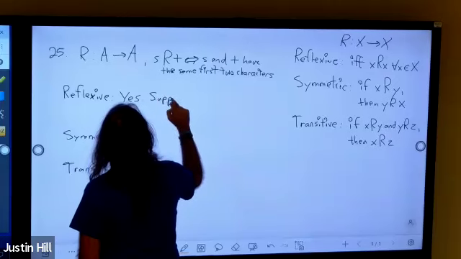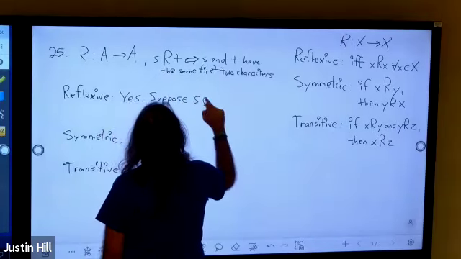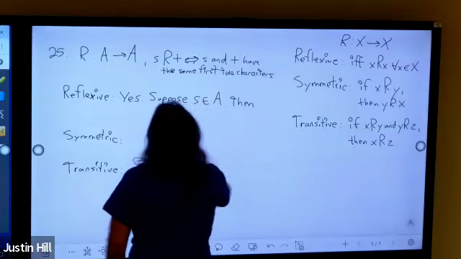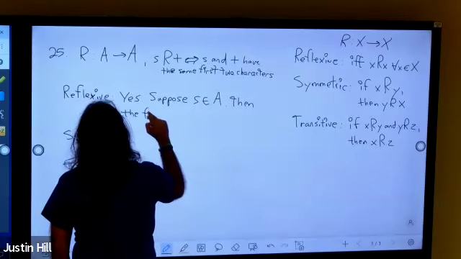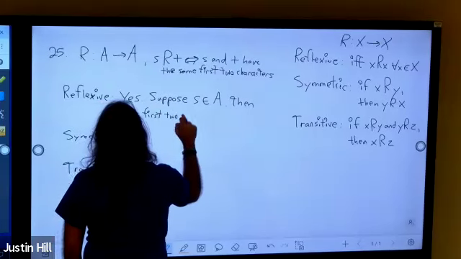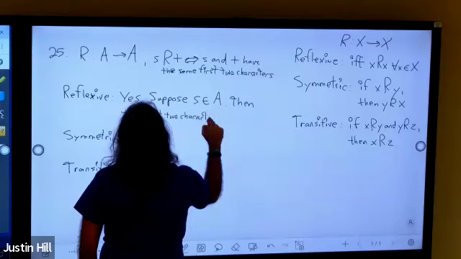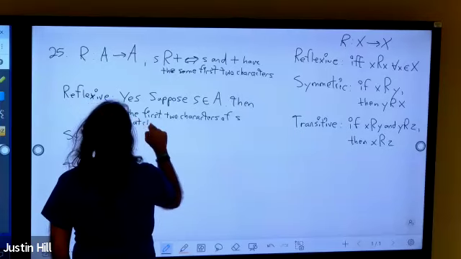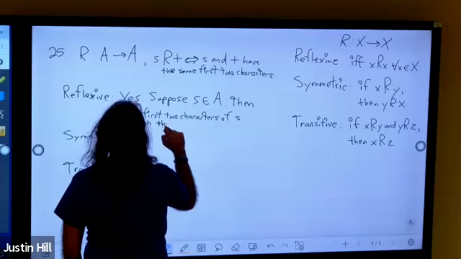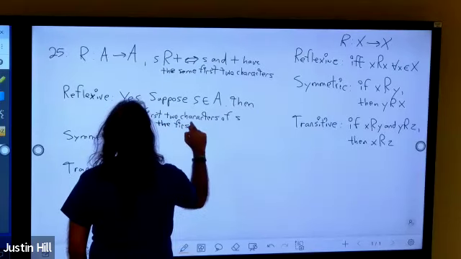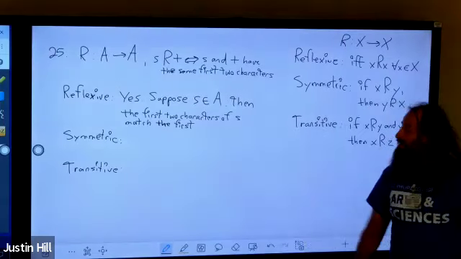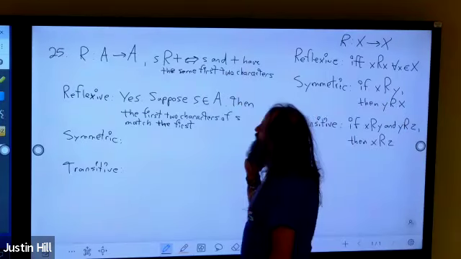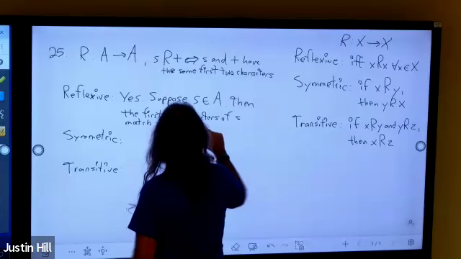So we're still going to suppose. So suppose S is in A, then the first two characters of S match the first two characters of S. So like I said, I'm going to say in sentence form, in words, the condition that I need to show the reader, which is exactly the sentence that I have here. First two characters of S match the first two characters of S.